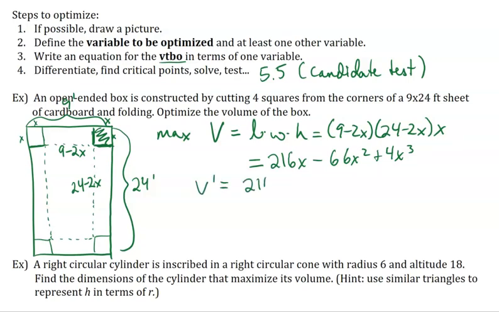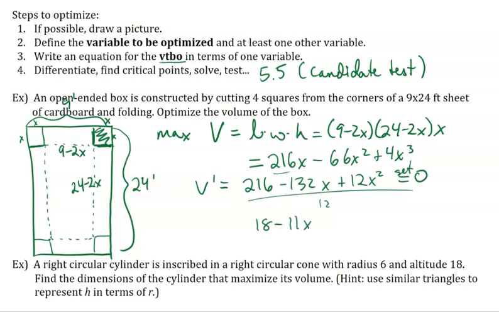So my derivative's 216 minus 132x plus 12x squared, and I am setting this equal to 0 and dividing. I'm going to divide everything by 12. I know that 12 goes into everything because this was 9 times 24, meaning if I divide it by 12, it's going to be 9 times 2, so 18. And then this was 66 times 2. 6 and 2 is 12, so that's 11. And 12x squared divided by 12 is x squared.